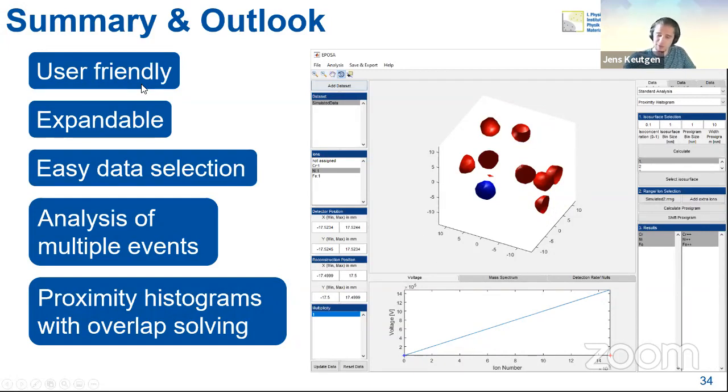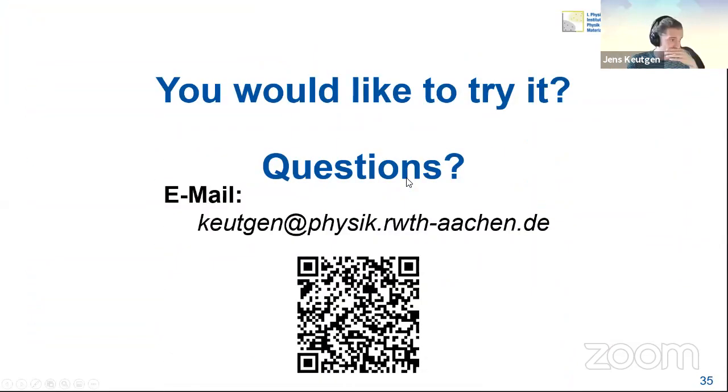Overall, we created a user-friendly, fast and expandable tool set, which with Ityprop Suite 6 might not be so needed, but for now was quite nice. It has as key features these easy data selection options, and then a whole bunch of options for analyzing multiple events and also generating proximity histograms with solved overlaps. If you're interested in all this and would like to try it, just write me an email.